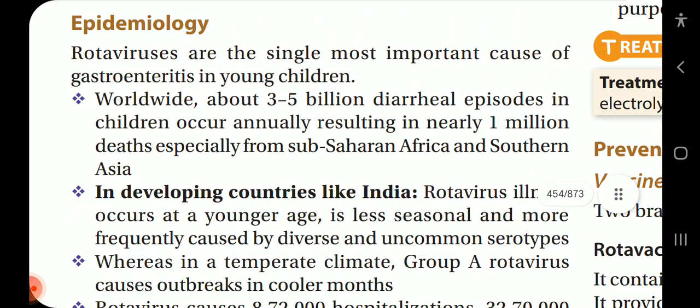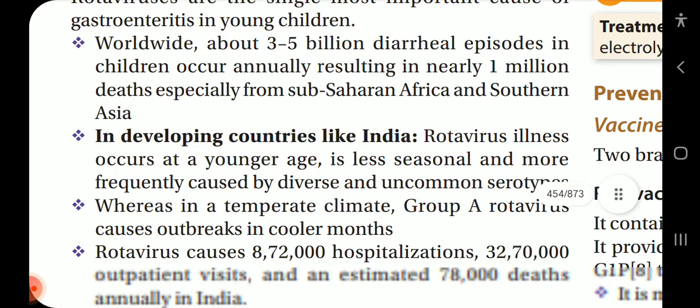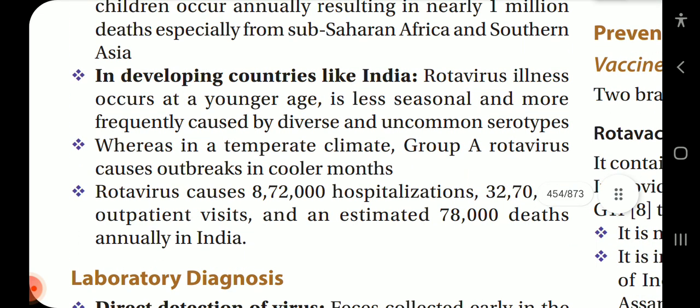Epidemiology: rotaviruses are the single most important cause of gastroenteritis in young children. Worldwide, about 3 to 5 billion diarrheal episodes in children occur annually, resulting in nearly 1 million deaths, especially from sub-Saharan Africa and Southern Asia. In developing countries like India, rotavirus illness occurs at a younger age. It is less seasonal and more frequently caused by diverse uncommon serotypes.